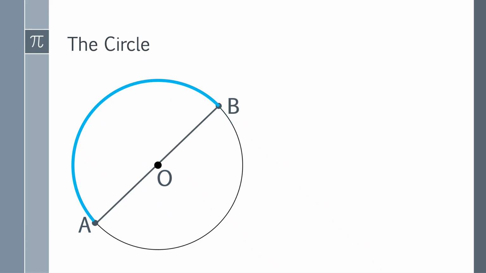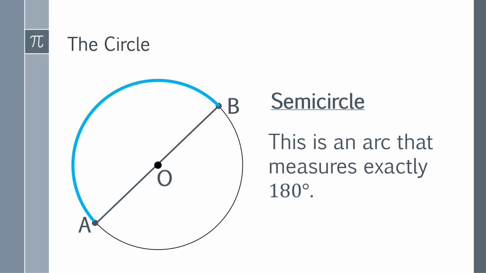Let's say this one. So this figure is known as the semicircle. What do you mean by semicircle? When you say semicircle, this is an arc that measures exactly 180 degrees. As you can see, the line segment AB is a diameter. And since this is a diameter, the arc AB there is known as the semicircle.